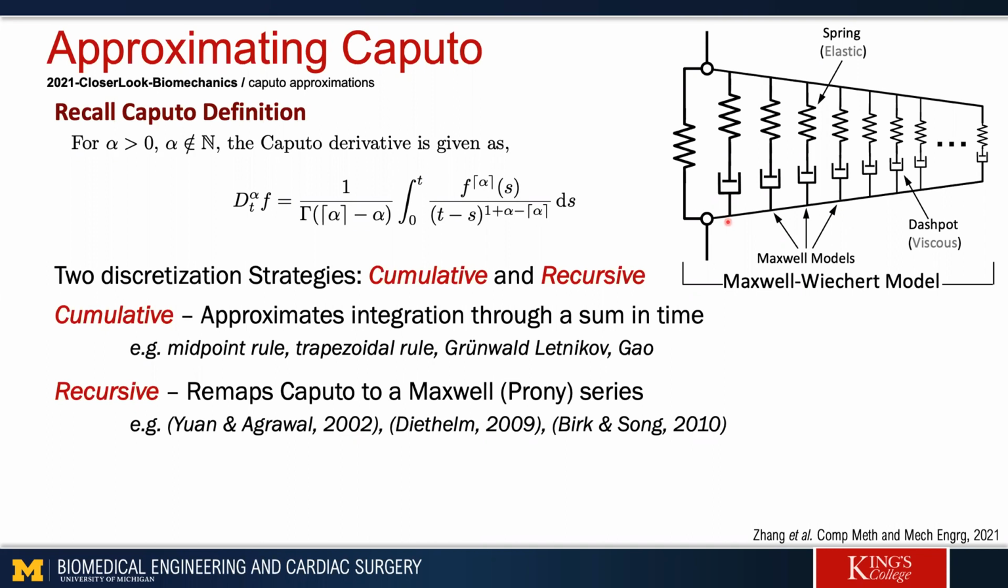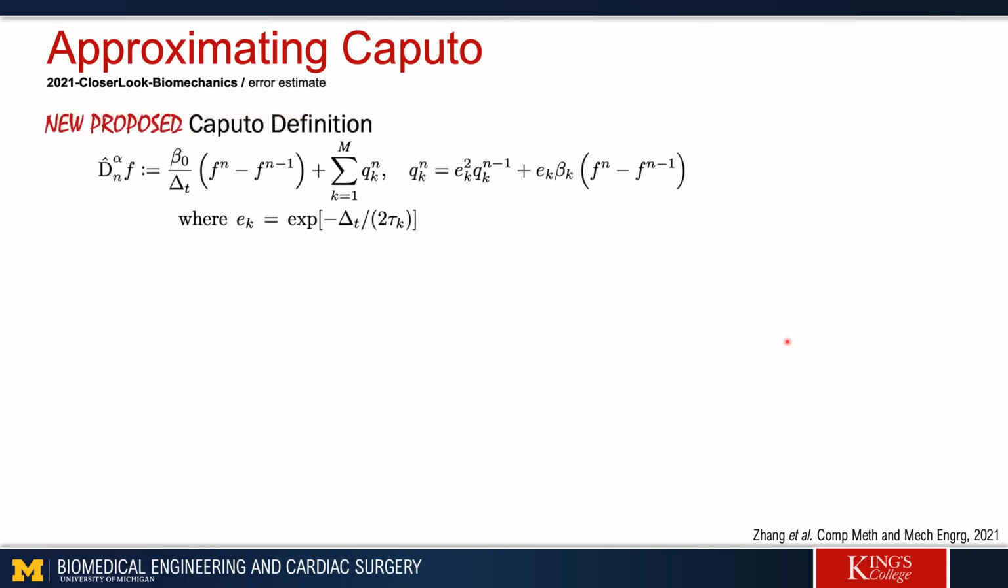And each one of these Maxwell branches you can efficiently rewrite in a way that just depends on the previous time step, because it has standard time derivatives involved. So if you could approximate this derivative by something like this, then you'd be able to numerically work with these kinds of models. And so that's kind of what we did.